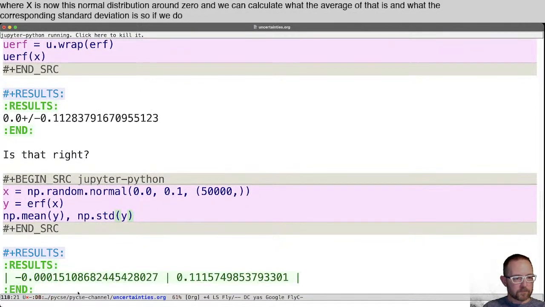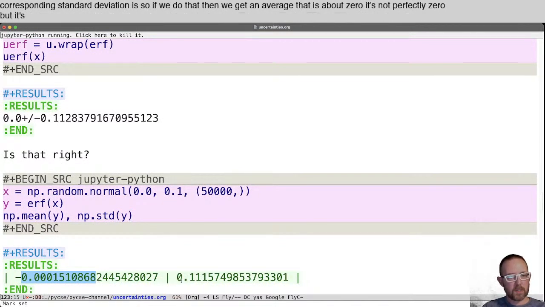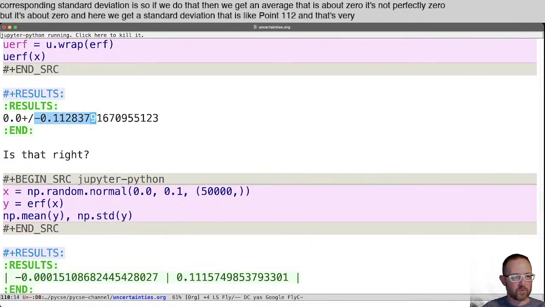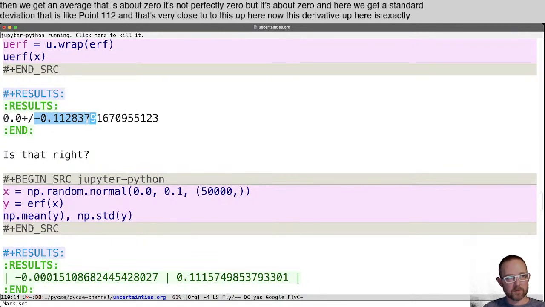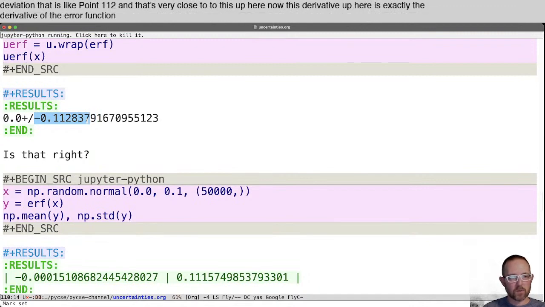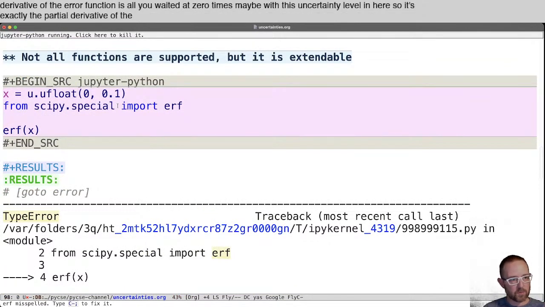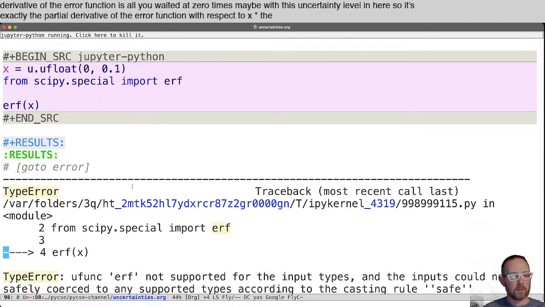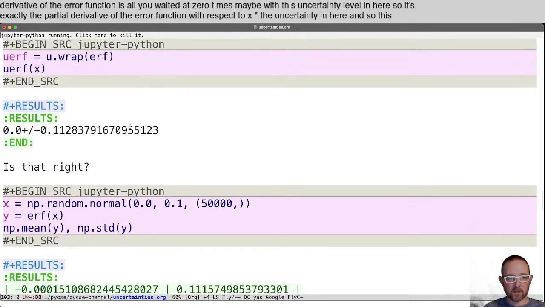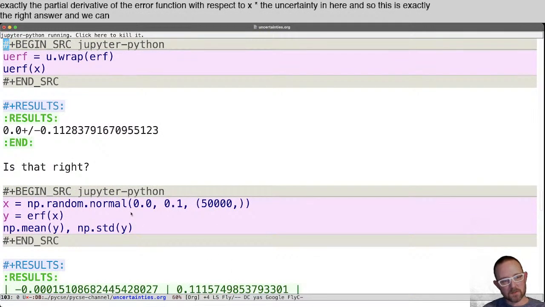So if we do that, then we get an average that is about 0. It's not perfectly 0, but it's about 0. And here we get a standard deviation that is like 0.112, and that's very close to this up here. Now this derivative up here is exactly the derivative of the error function evaluated at 0 times this uncertainty level in here. So it's exactly the partial derivative of the error function with respect to x times the uncertainty in x. And so this is exactly the right answer, and we can use this statistical analysis to show that we get something that's pretty close.